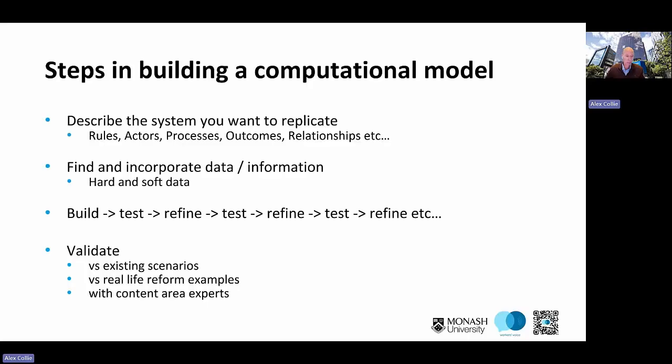There are a few steps in building a computational model that we've been going through. The first one is to describe the system that you want to replicate, and we did this through writing it down. So we've got this document that is sort of the foundational basis of these computational models, where we actually said, here's how a workers' compensation system works from the point of injury until the point of exit from the system, whether that be return to work or retirement or a lump sum being paid or something else.